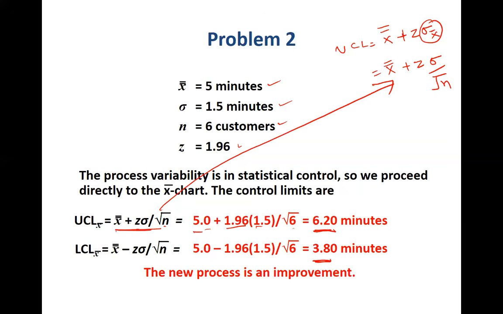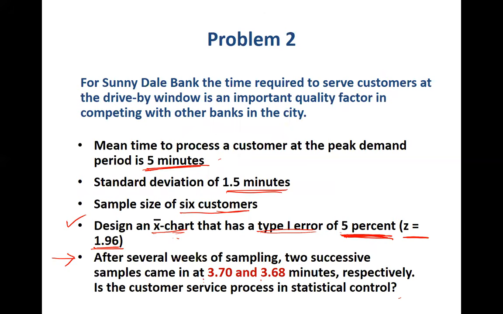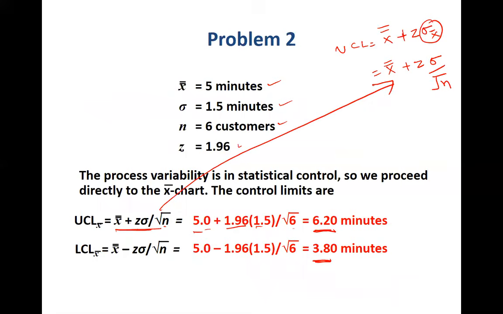So we go back and look at that last part of the problem, which is asking us whether 3.70 and 3.68 are in statistical control or not. So 3.70 and 3.68 are the 2 numbers. If I look at these 2 numbers, we know that the range is between these 2 limits, both these numbers are actually going to be lower than the lower control limit, right? So this lower control limit is 3.80, which is higher than your 3.7 and 3.68.